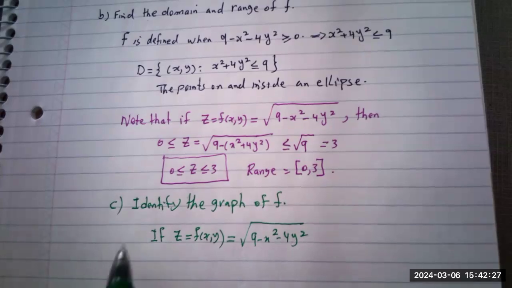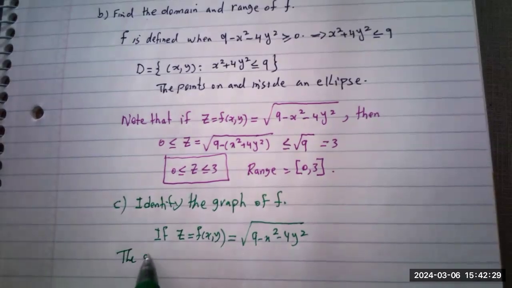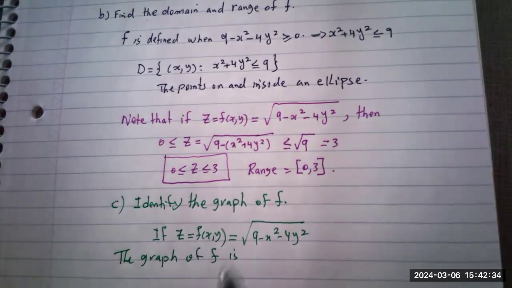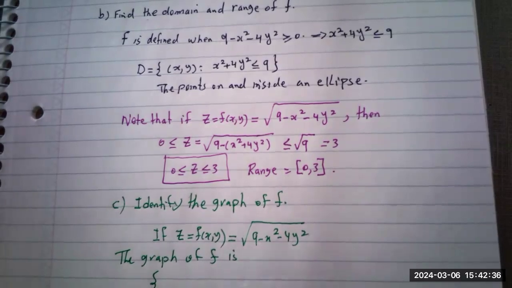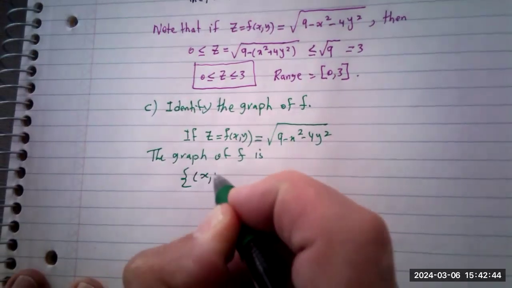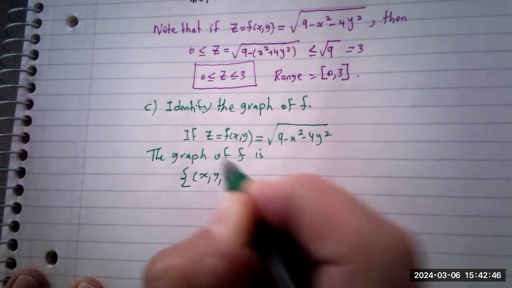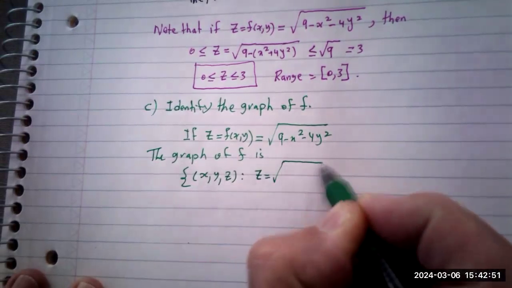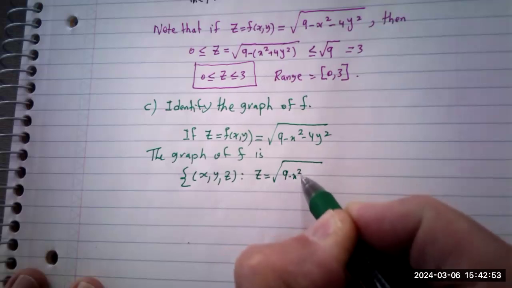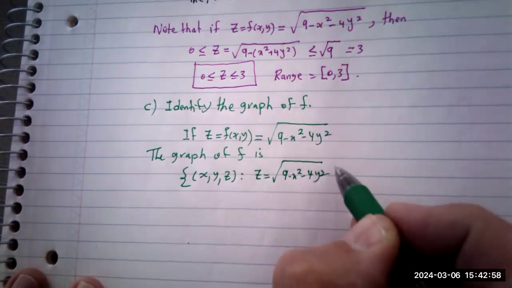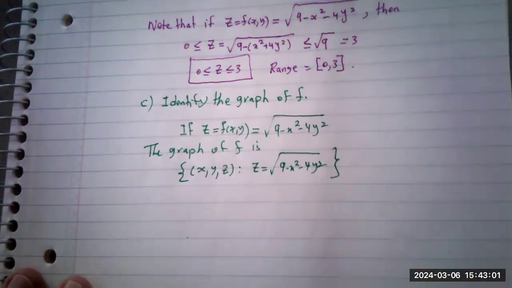So the graph is going to be this one. The graph of f is going to be a collection of points. You have to have the graph as a three-dimensional solid. So it's going to be a collection of x, y, z satisfying this condition. The condition is z equal to 9 minus x squared minus 4y squared. So that gives you the graph of the function.